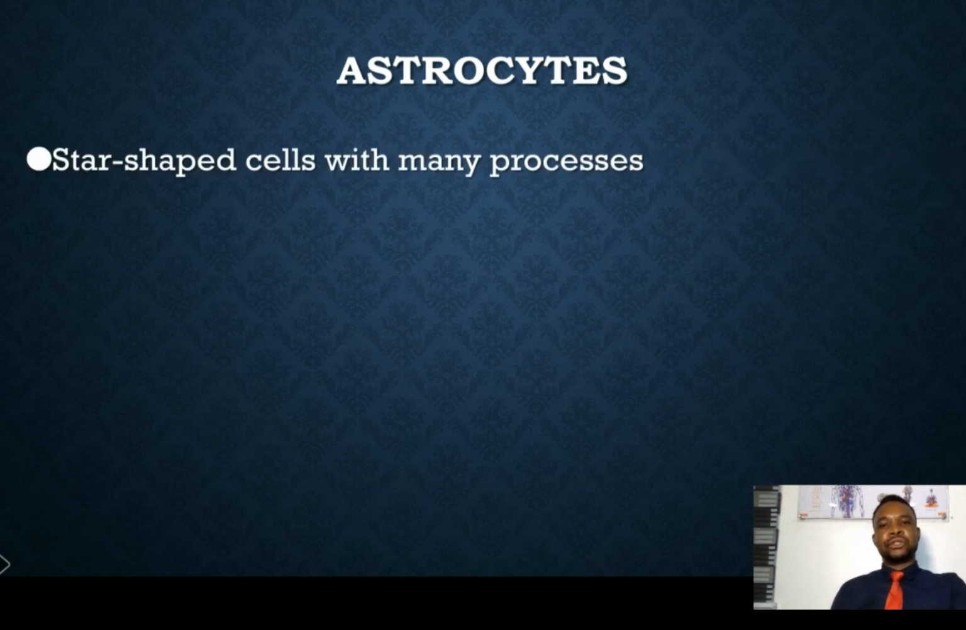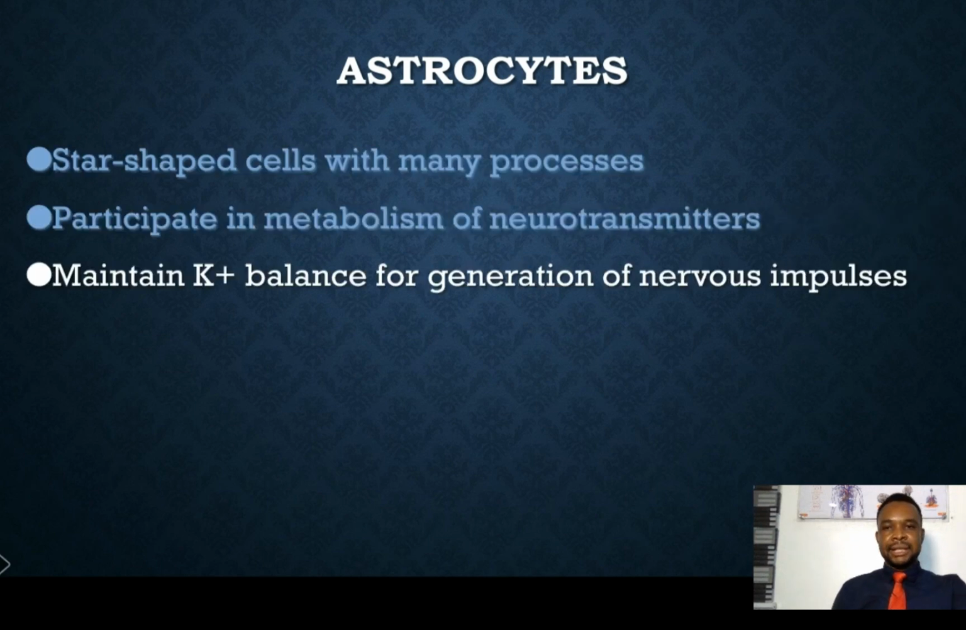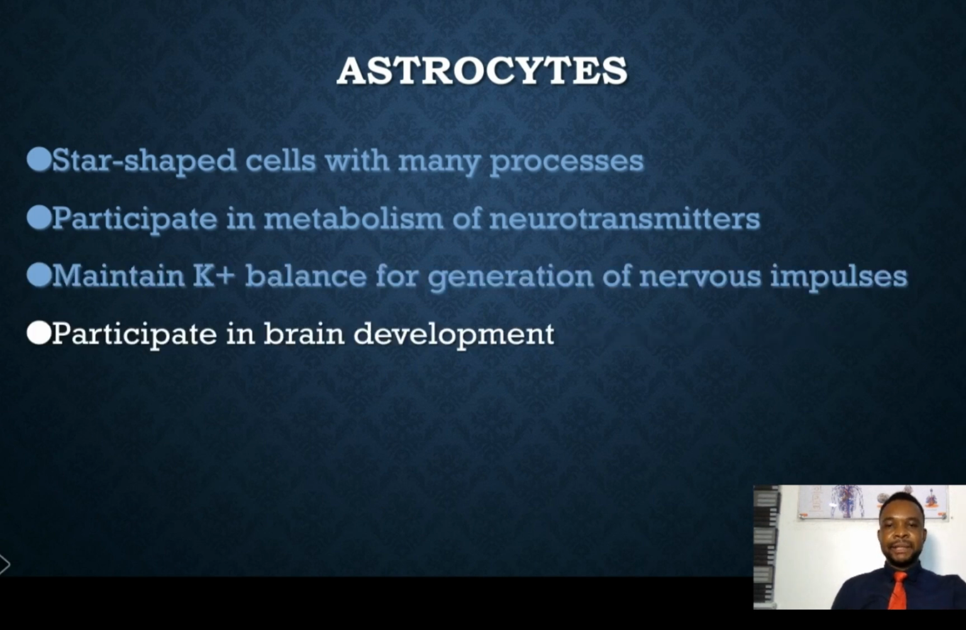Astro, from the word astro, has to do with star. So astrocyte, where cyte means cell, is a cell that has a star-like shape, and this astrocyte has many processes. They participate in metabolism of neurotransmitters, the neurotransmitters we've talked about that are found in the synaptic vesicles. They help to maintain calcium balance for generation of nerve impulses. Astrocytes also participate in the formation of the blood-brain barrier as well as brain development.